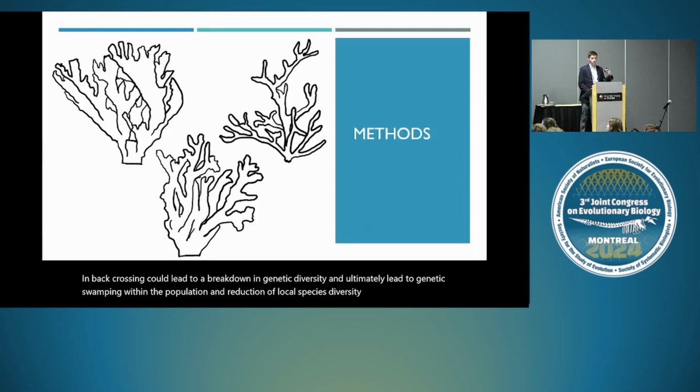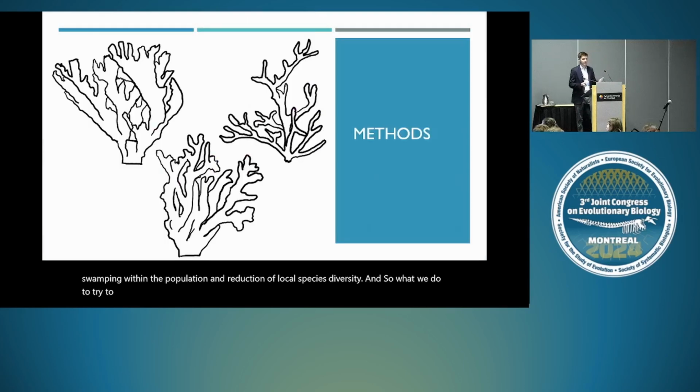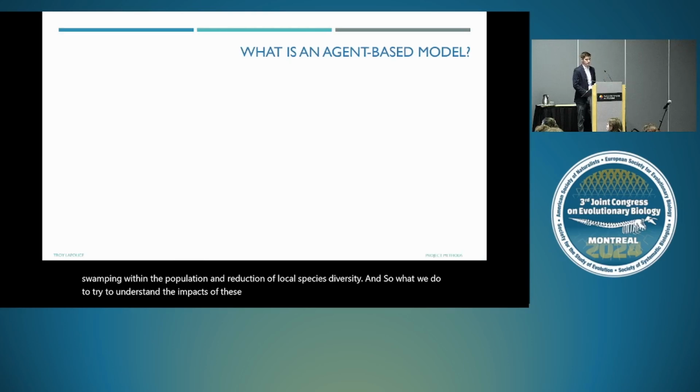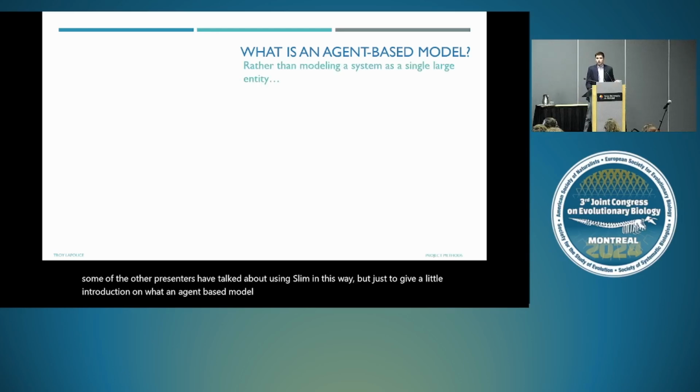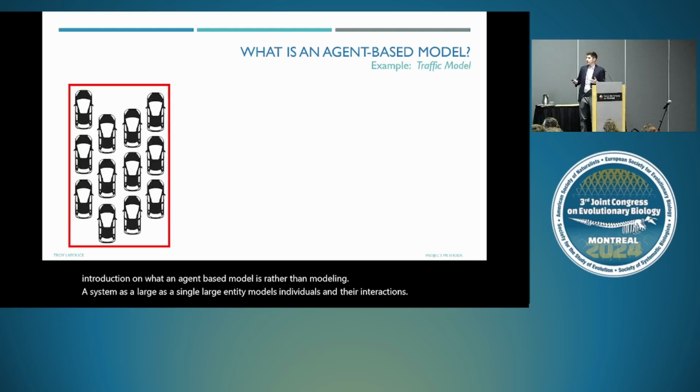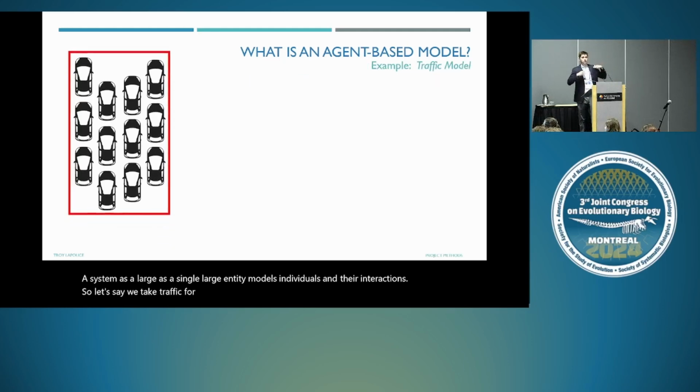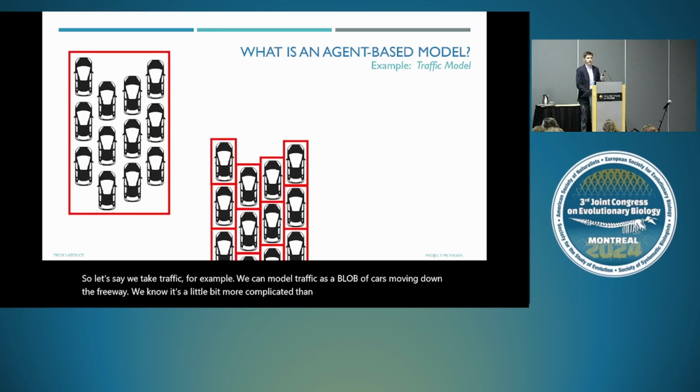And so what we do to try to understand the impacts of these things is we impose an agent-based model. Some of the other presenters have talked about using SLiM in this way, but just to give a little introduction on what an agent-based model is: rather than modeling a system as a single large entity, it models individuals and their interactions. So let's say we take traffic, for example. We can model traffic as a blob of cars moving down the freeway, but we know it's a little bit more complicated than that, with individual drivers making decisions.